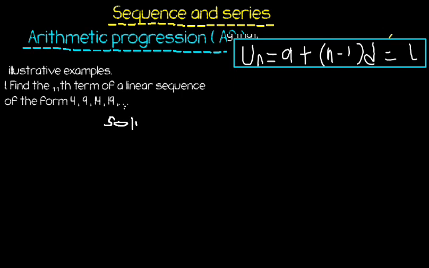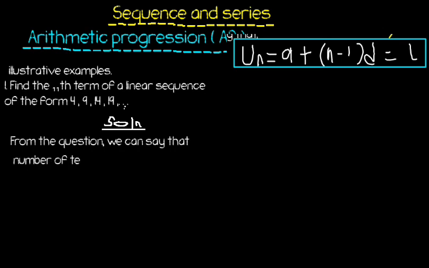Given the sequence 4, 9, 14, 19 to infinity. From the question, you can see that the number of terms is 11, because they say we should find the 11th term. You understand? In our sequence 4, 9, 14 and 19, our first term is 4, and we're not given the last term, so you can't use the last term to find anything in this question.